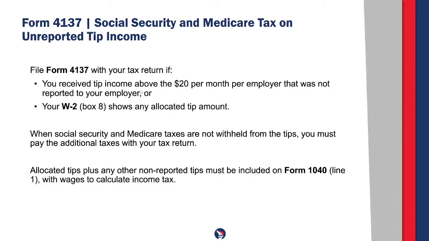File a 4137 with your tax return if you receive tip income above the $20 per month threshold per employer that was not reported to them, or your W-2 Box 8 shows any allocated tip amount, especially. When Social Security and Medicare taxes are not withheld from your tips, you must pay the additional taxes with your tax return. So yeah, you could end up owing taxes not based on your income, but based on your tips. Not based on your regular wages, I should say. It's still income, obviously.